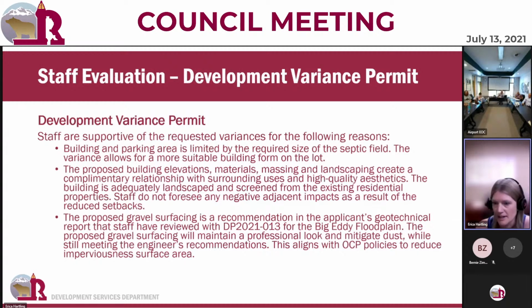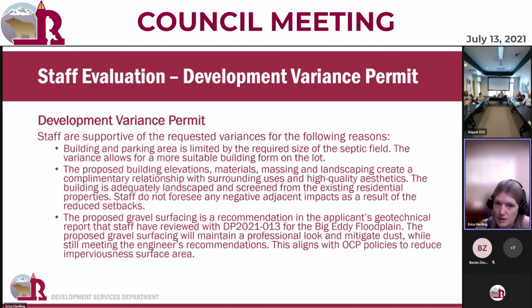And the proposed building elevations, materials, massing, and landscaping do create a complementary relationship with the surrounding uses. And the building is adequately landscaped and screened from the existing residential properties, and staff do not feel that there would be a negative impact to adjacent properties.